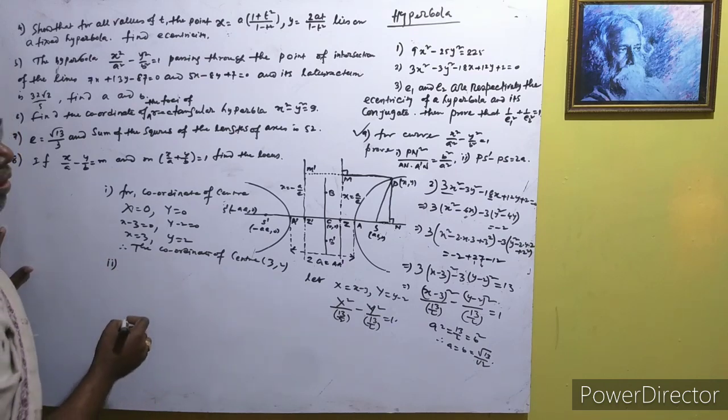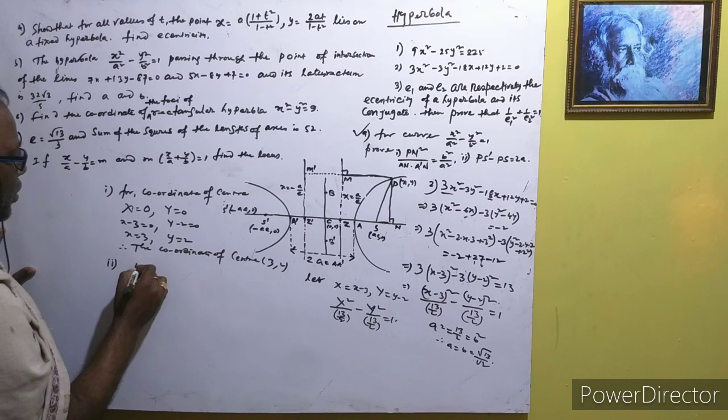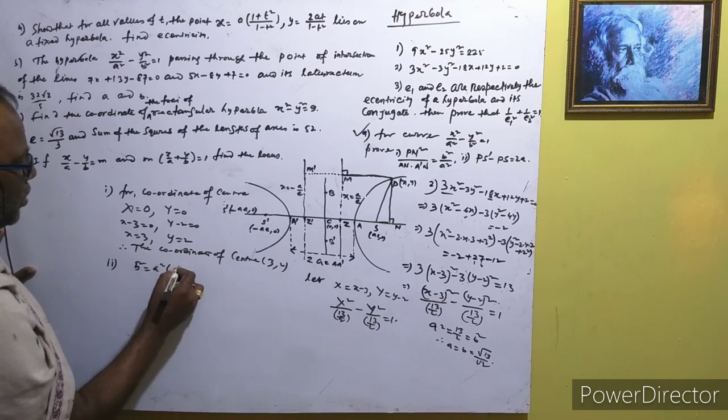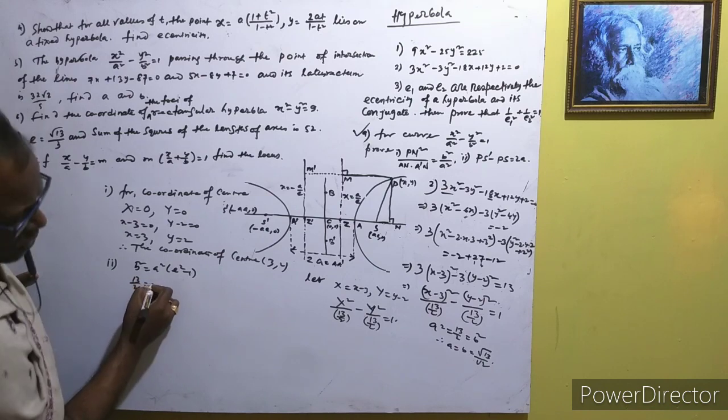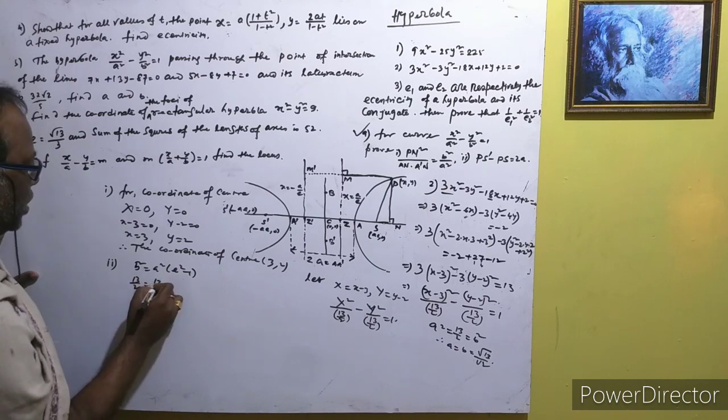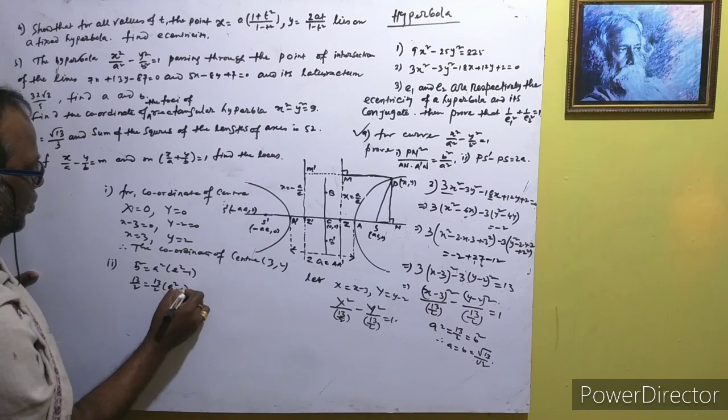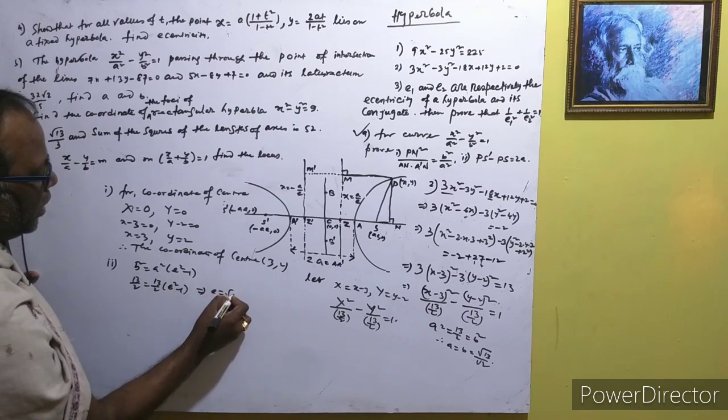Number 2, we have to find the eccentricity. b square equal to a square into (e square minus 1). So this is 13 by 2, this is also 13 by 2. So in place of that e equal to root 2 here.